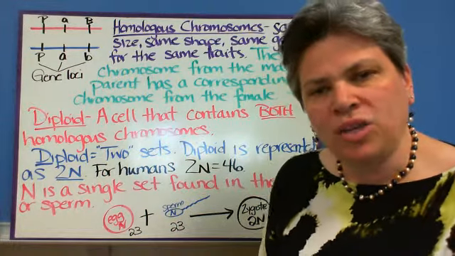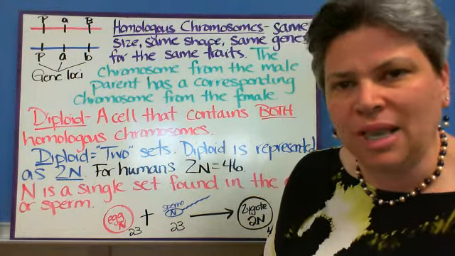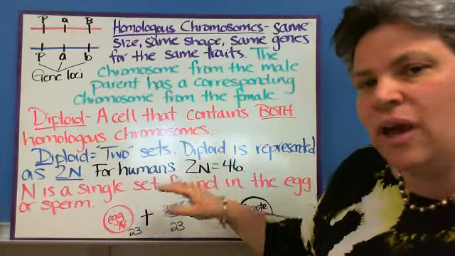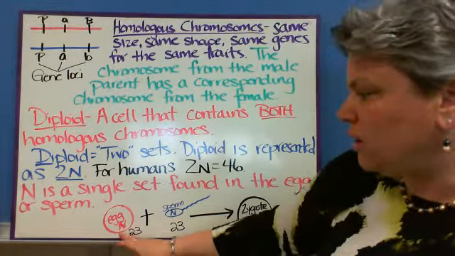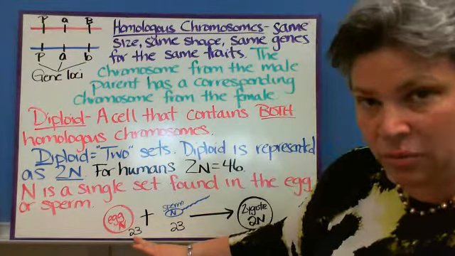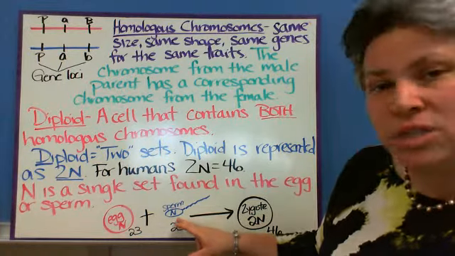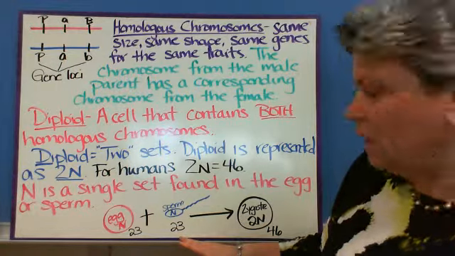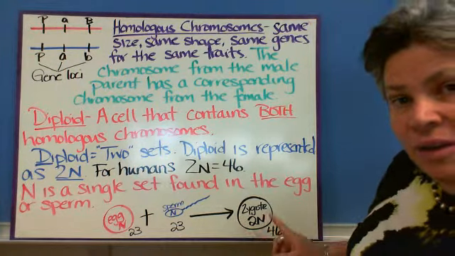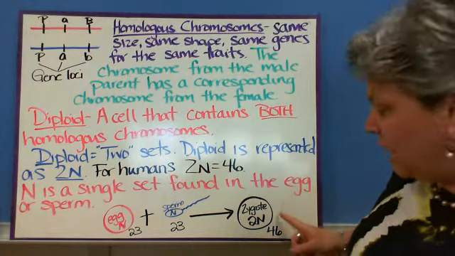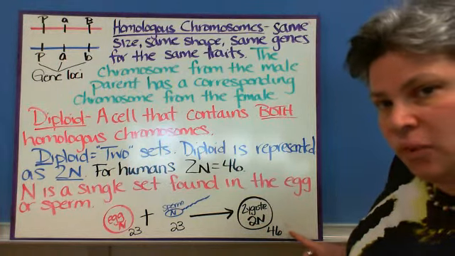So if you're asking why 2n, well, what do you think n represents? N is a single set that's found in the sperm or the egg. So if here's my egg cell with n for a chromosome number, which in a human is 23, and my sperm cell, which has n for a chromosome number, which again in a human is 23, when I put those together in my fertilized cell, which would be called a zygote, that would give me 2n or 46.